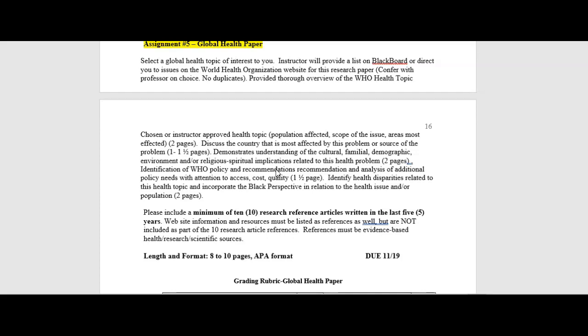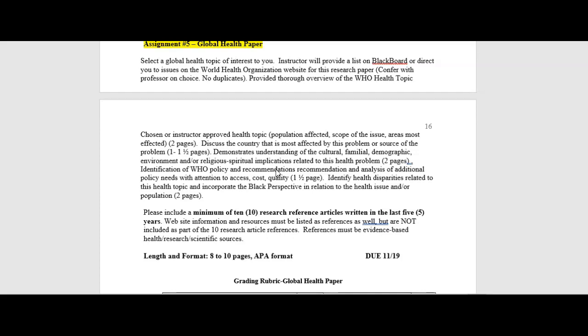I want you to talk about how that country is most affected by COVID-19. How is that country being most affected by COVID-19, and what are some of the sources of the problems related to COVID-19? Again, demonstrate how the cultural and familial dynamics of that country, and the demographic, religious, and spiritual implications of that particular culture, influence how that country is dealing with COVID-19.